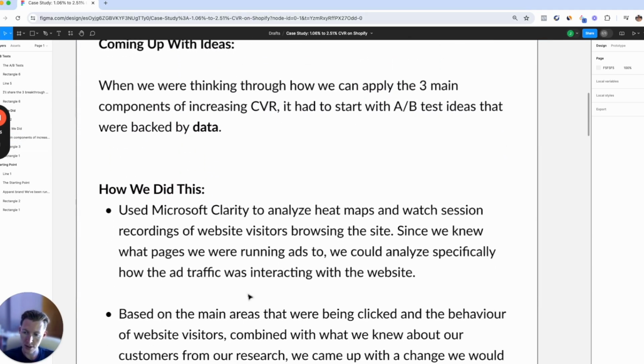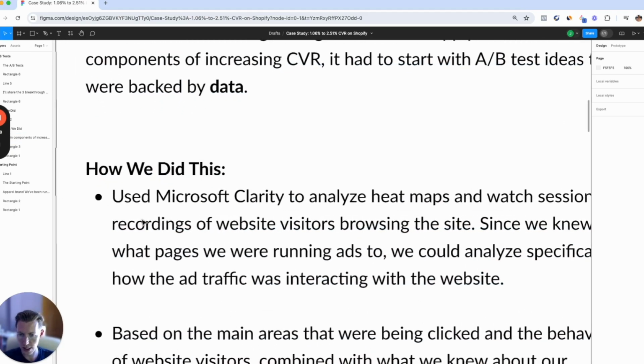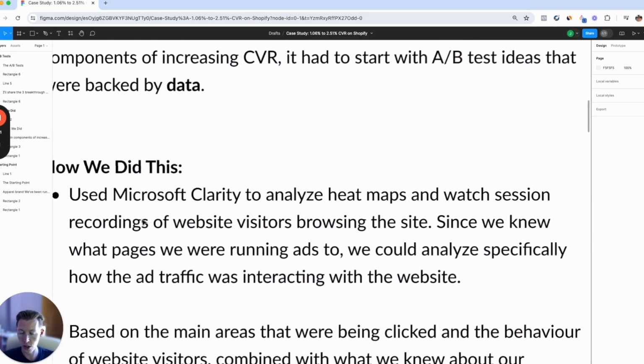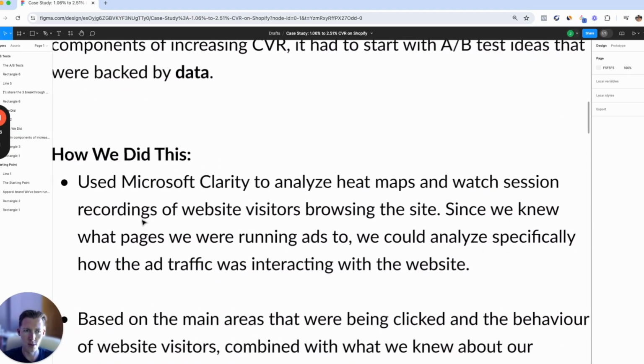So the way that we do this is, first of all, we use Microsoft Clarity, which is a free tool that you can use. It's basically like Hotjar, if you've used that before. You install it on your website, and it tracks website sessions, and it allows you to analyze heat maps and session recordings of visitors. So what we did is, we had Clarity installed, and with Clarity, it's best to install it sooner rather than later because it only starts collecting data from the time you install it, right?